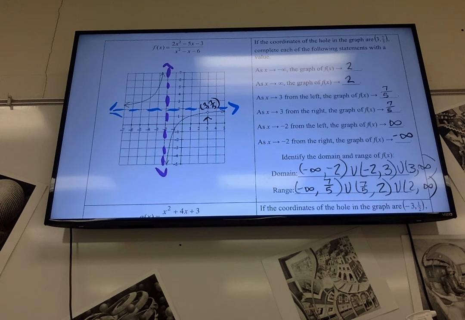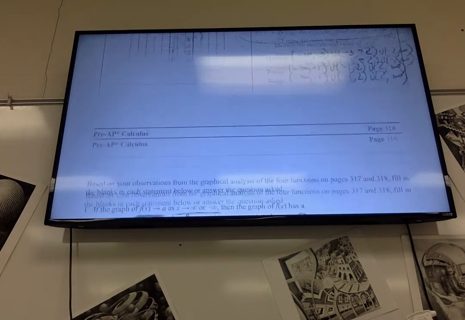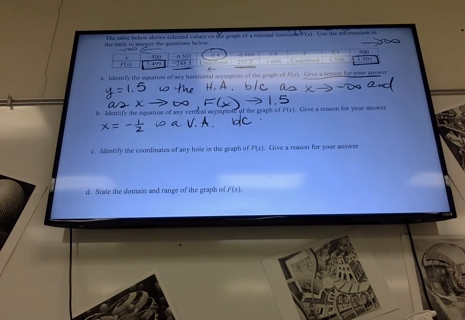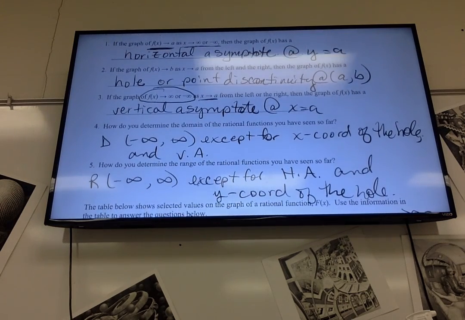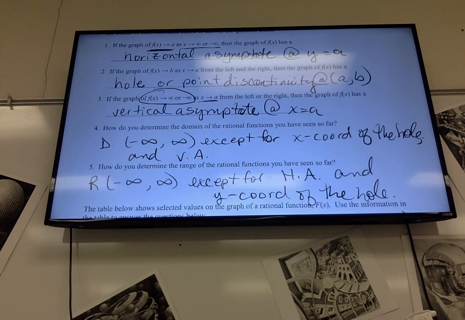Okay, so that's what we did last time we met in a nutshell. We were in the middle of B. Right here. Okay, so we were starting to do the same type of stuff, but with the table. And on B, it said identify the equation of any vertical asymptote of the graph of f of x. Give a reason for your answer. Well, if you look up here, vertical asymptotes occur when f of x, which is the y, approaches negative infinity or infinity.